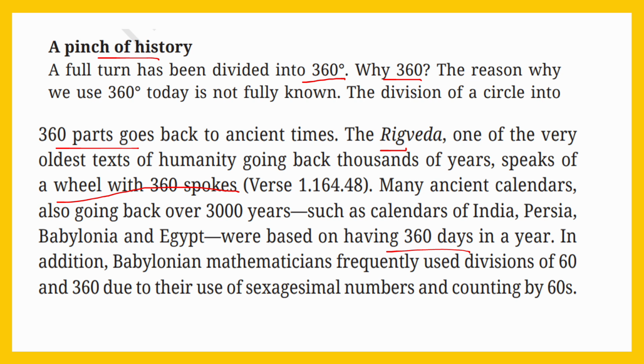In addition, Babylonian mathematicians frequently used divisions of 60 and 360 due to their use of sexagesimal numbers and counting by 60s. So, this deals with why we use 360 degrees.